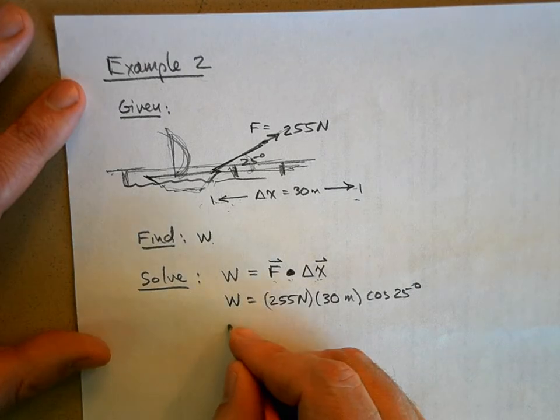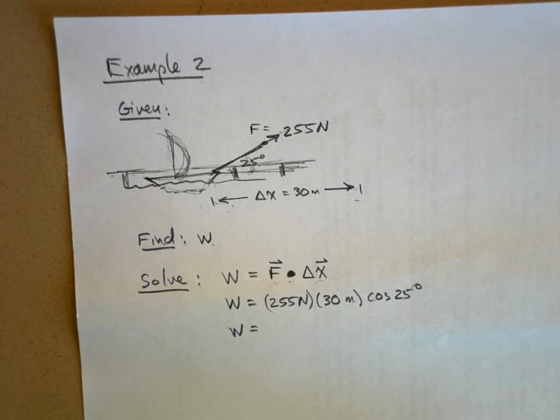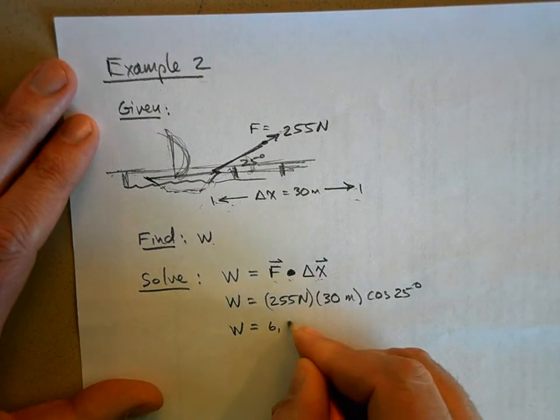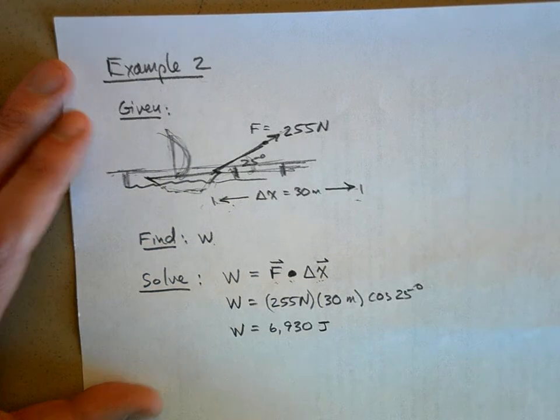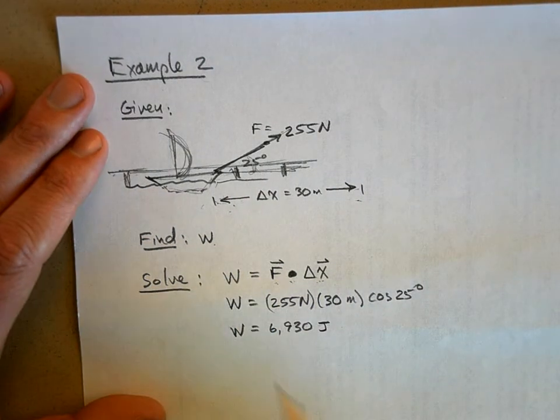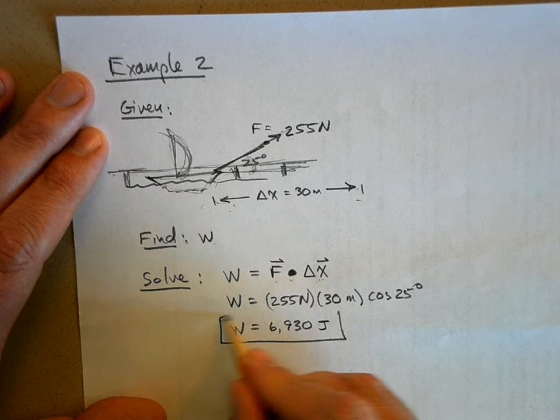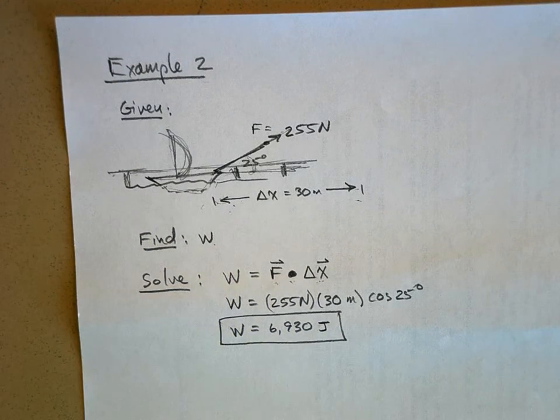And we've got it. The work done by the sailor is, if you plug all that in and round it off, 6,930 joules, if you round it off to 3 significant figures. That's our answer. Now that means that the sailor has 6,930 fewer joules left in his body, stored up.